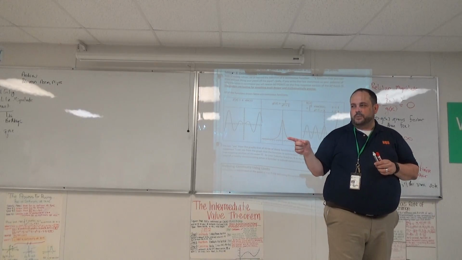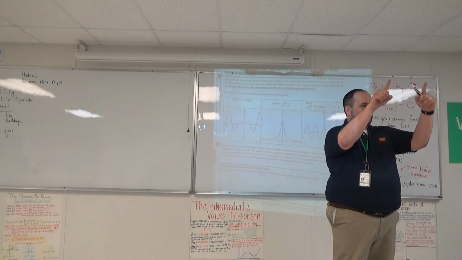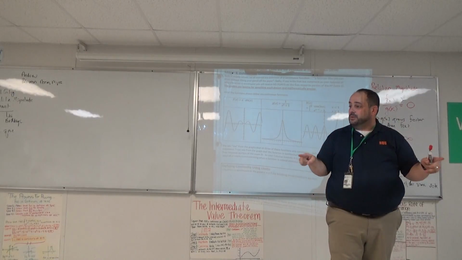1 over x squared plus 1. Minus 1. 1 over x squared plus 1 makes that hill shape. That is continuous. Right there.